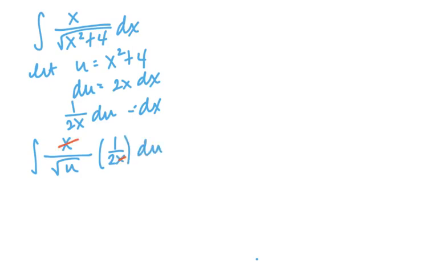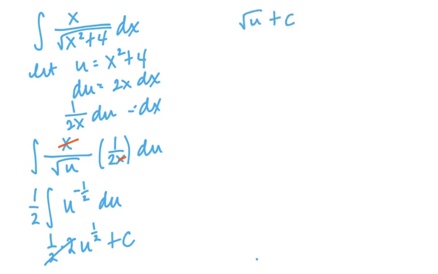So these x's cancel. I'm going to pull my 1/2 out front. The integral of u to the minus 1/2 du. So when I add 1, it becomes u to the positive 1/2. And when I divide by 1/2, that's just like multiplying by 2, plus c. So I end up with the square root of u plus c, which is the square root of x squared plus 4, plus c. You could do the trigonometric substitution here, but it's a whole lot harder. So work smarter, not harder.